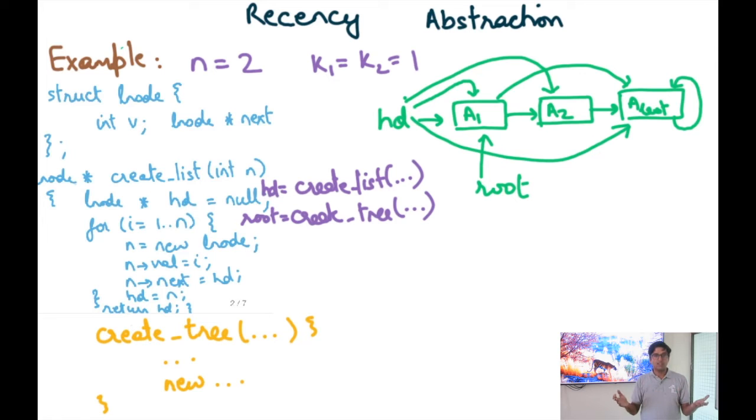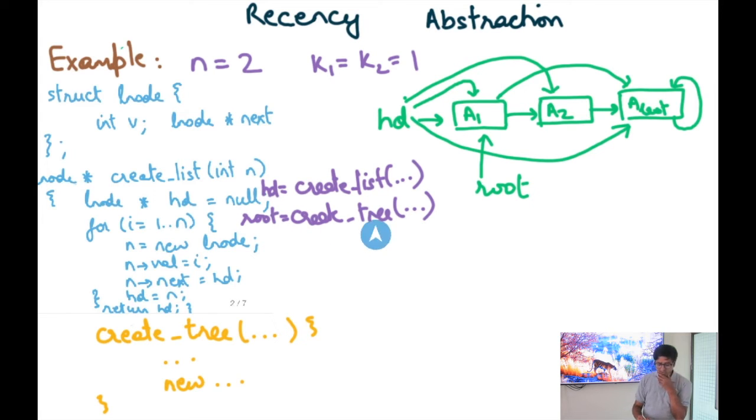Further, the recency abstraction worked well if the only function in the program was create list. But let's say there was another function called create tree that was going to create some nodes in a tree, and depending on some parameter it would create a tree of 0 nodes, 1 node, 2 nodes, etc. And in the main function, let's say there were calls to these functions. For example, head equals create list and root equals create tree.